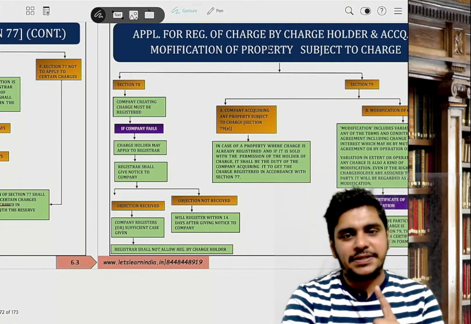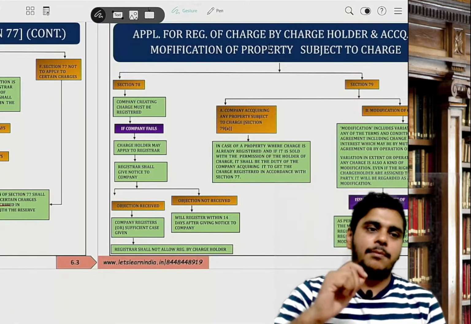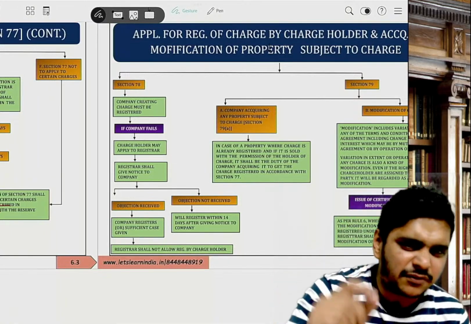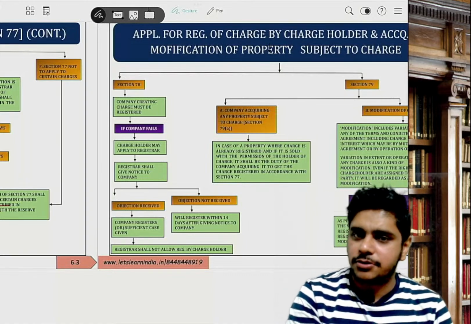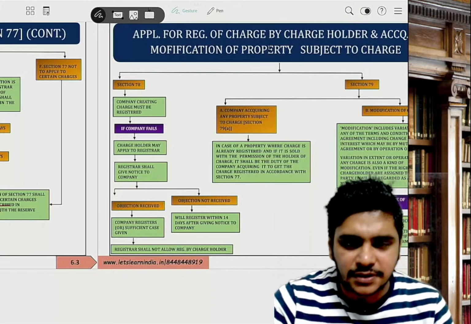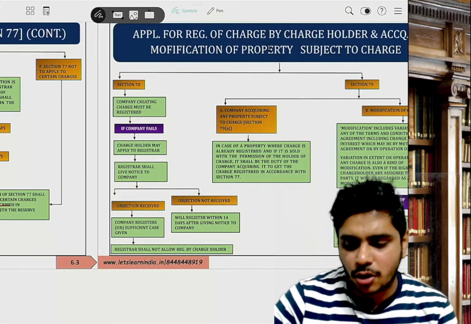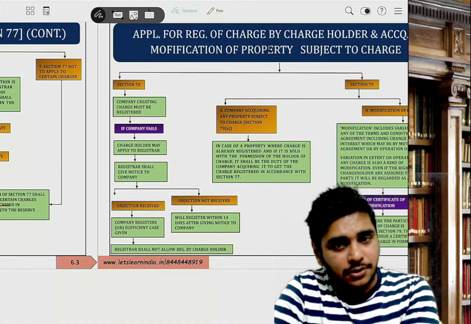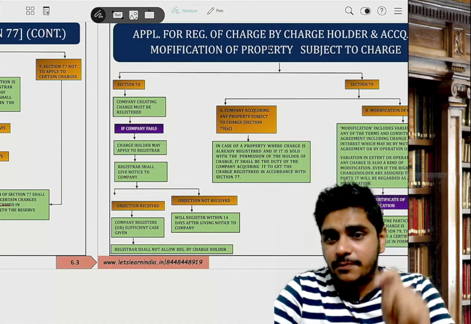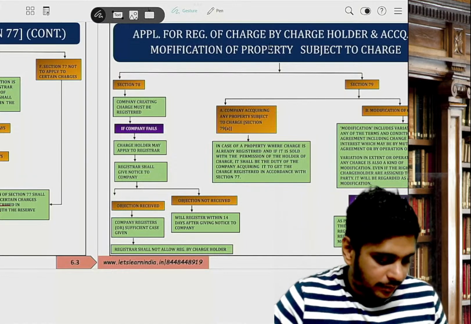That was section 77, the company's duty to register charge. Company will file an application in form number CHG1 within 30 days. If in 30 days it is not done, then along with fees. If not done, then next 30 days along with additional fees. If it is not done, then next 60 days along with ad valorem fees. 30, 30, 60: fees, additional fees, ad valorem fees. Form number CHG1, debenture is CHG9. Okay, next.